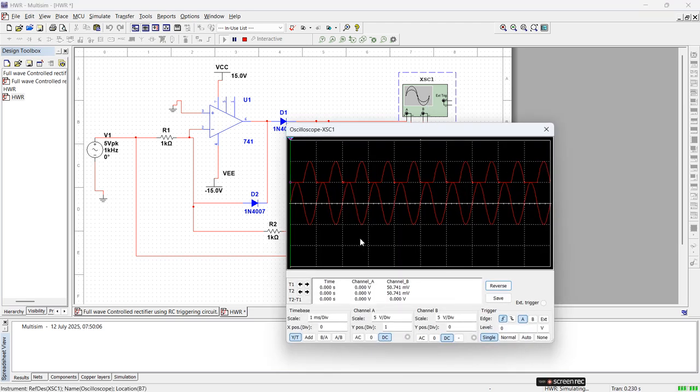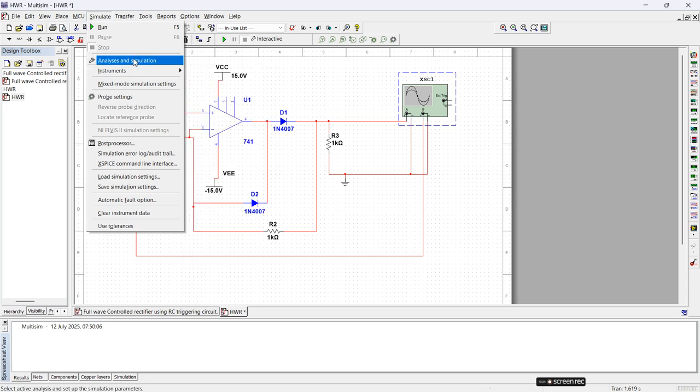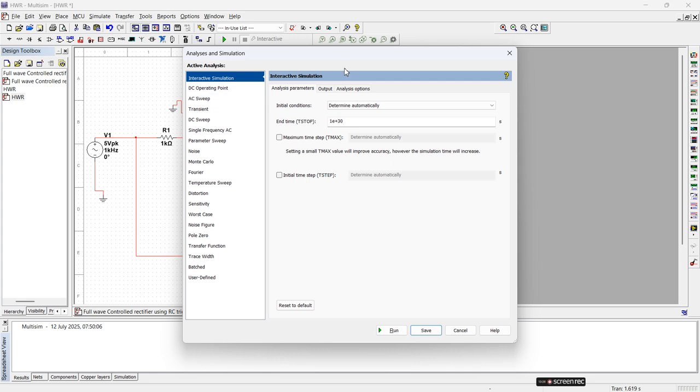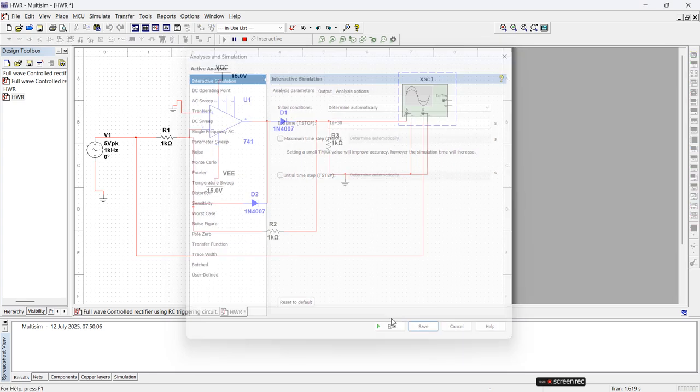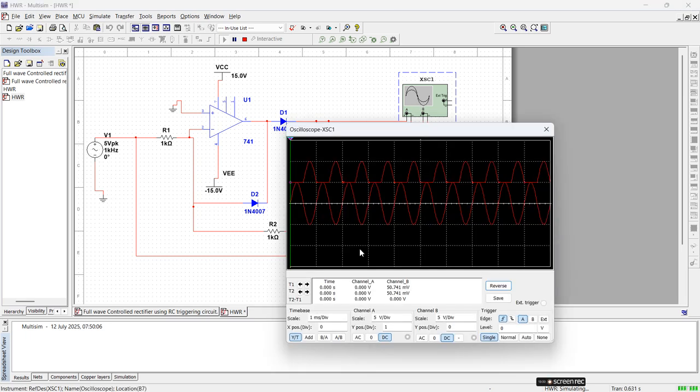Observe the output: during the negative half cycle, the output voltage is obtained, and during the positive half cycle, the output voltage is 0. After constructing the circuit diagram of the precision rectifier, go to simulate, select analysis and simulations, and run it. You observe the output on the oscilloscope.